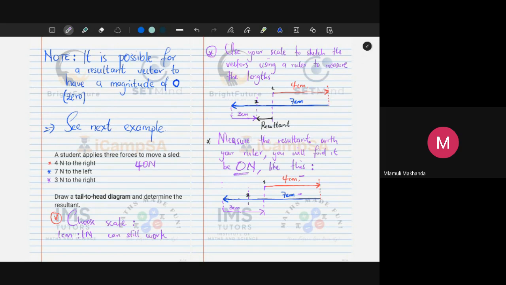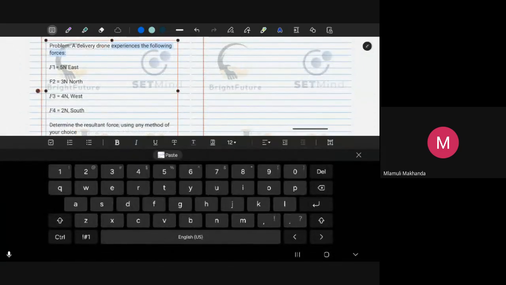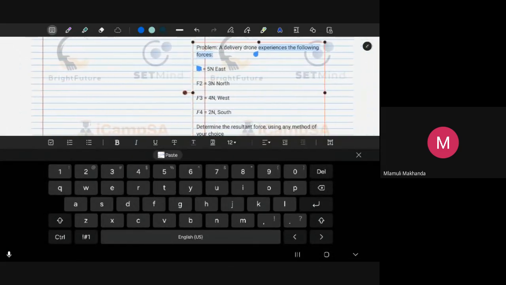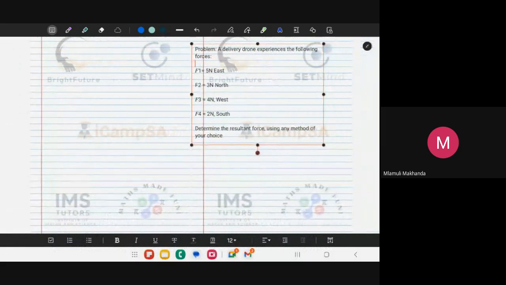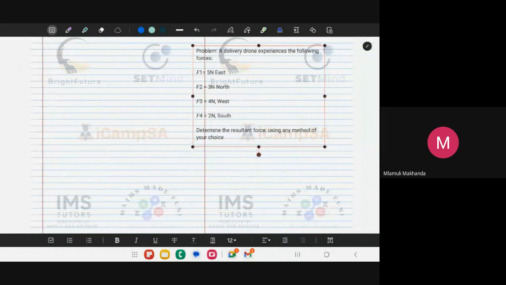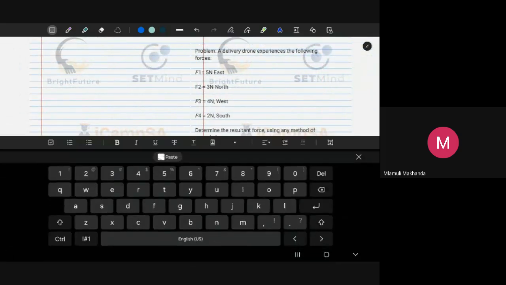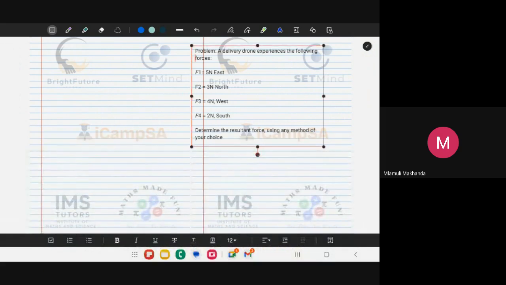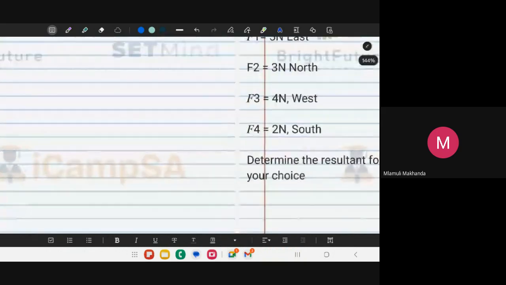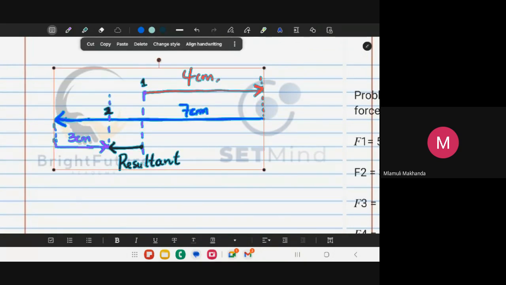Excuse me. Now let's move. Take this guy, move him there. This is our last example. Why is it not moving? Okay, that's weird. Okay. Now, the algebraic method. Okay, it's fine.